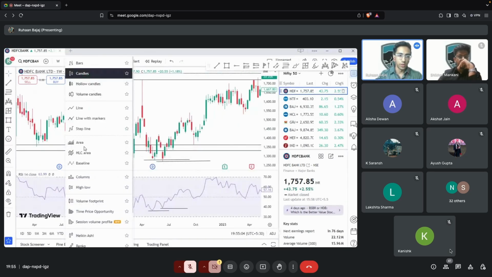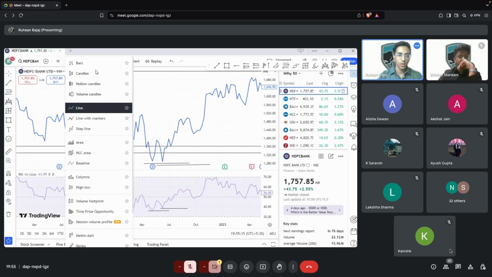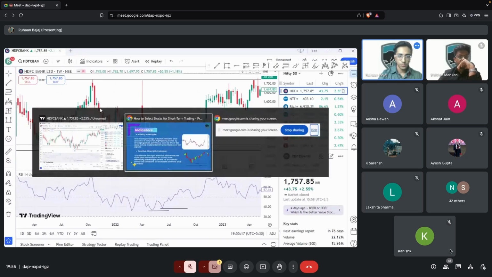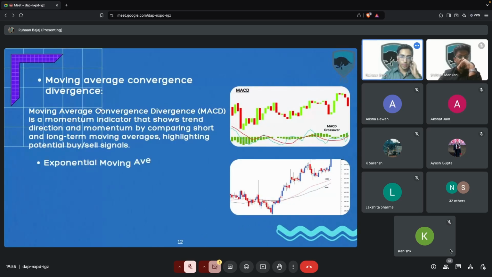Again, not easily recognizable, so turn it to a line chart. Here's the W, a double bottom. So this is the basic use of RSI divergence. On to the next.